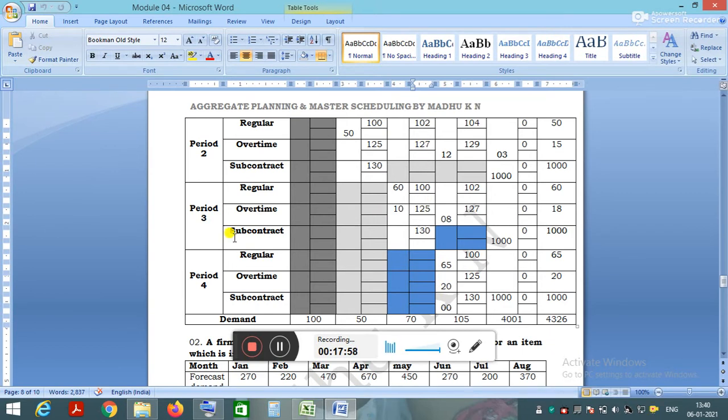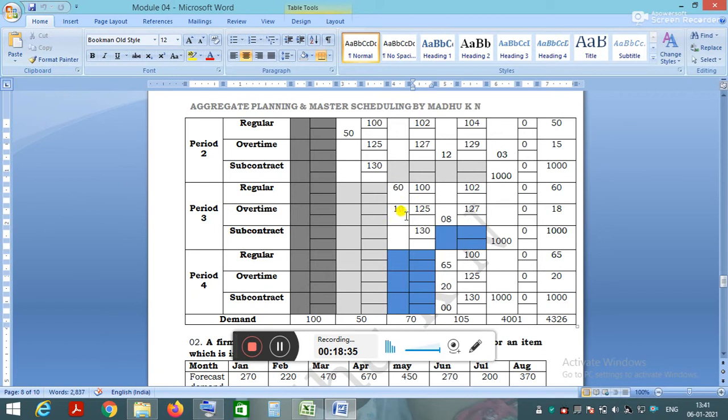But the overtime of period 3 is already available at 125. There is no need of utilizing the overtime of period 2 and storing them as inventory and utilizing them in period 3, because the cost of overtime in period 3 is lesser than the cost of overtime in period 2, which is around 127, 125 plus inventory cost of 2 rupees. Therefore, we are going to produce all the products required in period 3.